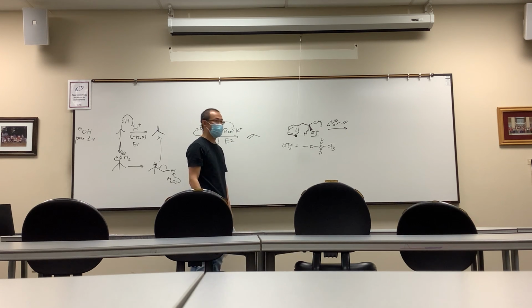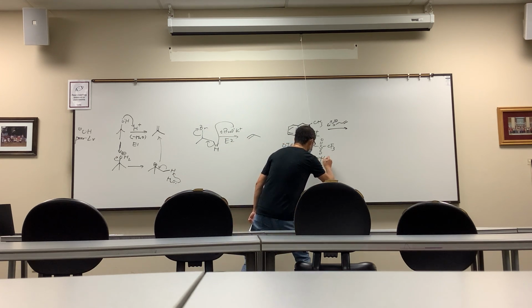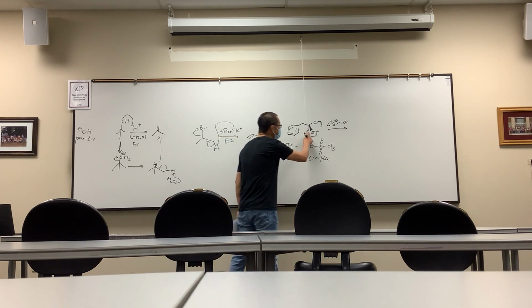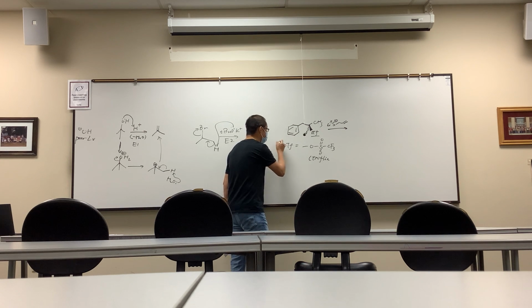Trifluoromethanesulfonate, triflate, we call it. This is called triflate. Now, OTf is a very good leaving group. Why is that? If you take a look, when OTf leaves, guys, OTf leaves as what? As O minus. Is that right?